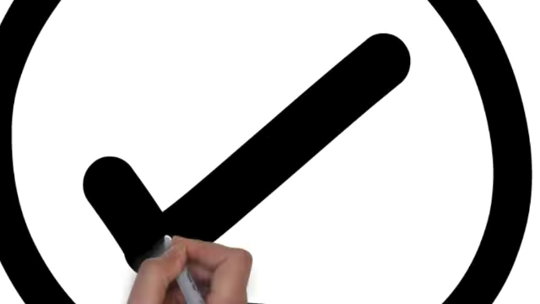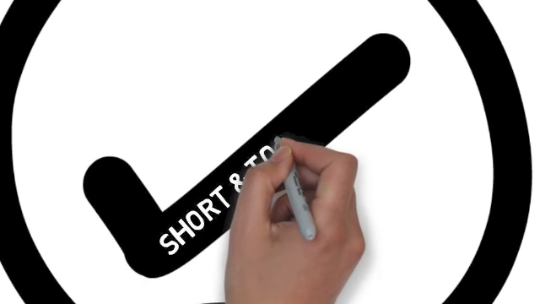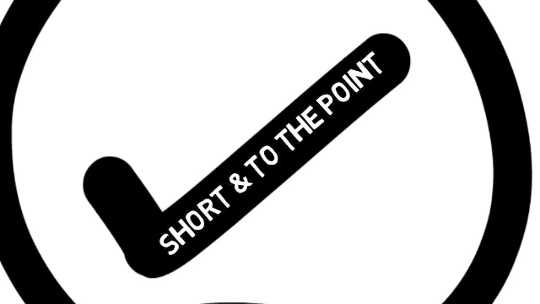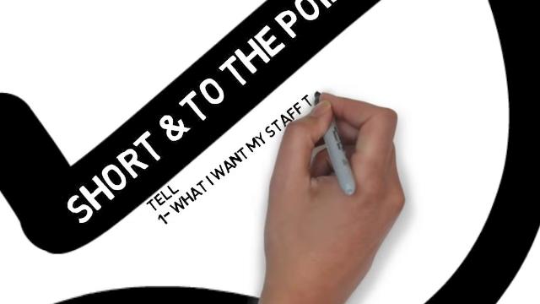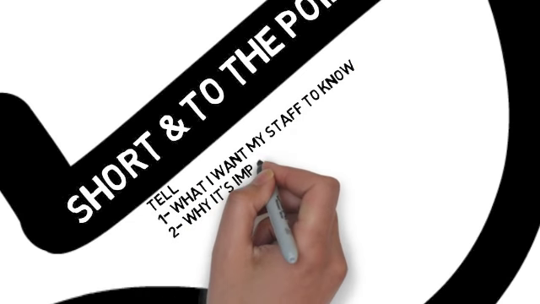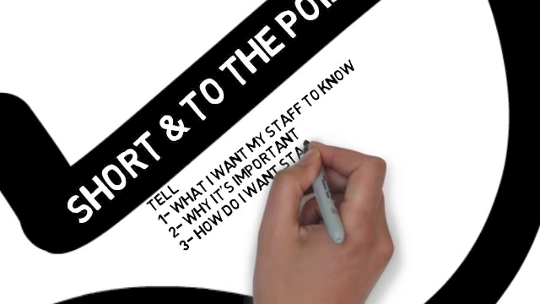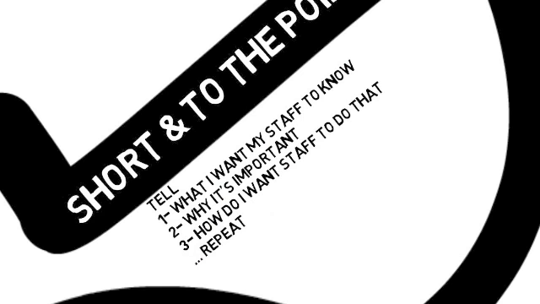Number 2 is making that information short and to the point. And what I like to do is tell staff what we're doing, why we're doing it, and how. And then I try to keep the how into breaks of 3s, and then I'll repeat. Next, this is what we're doing, why we're doing it, and here you go.